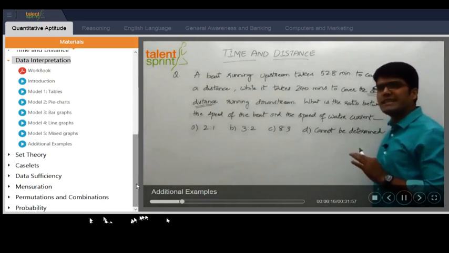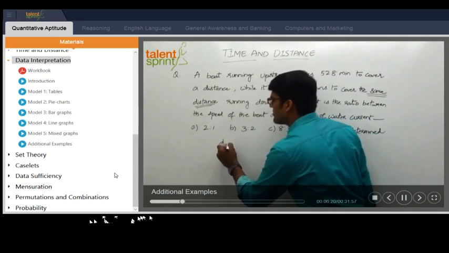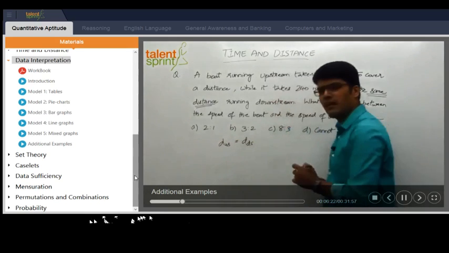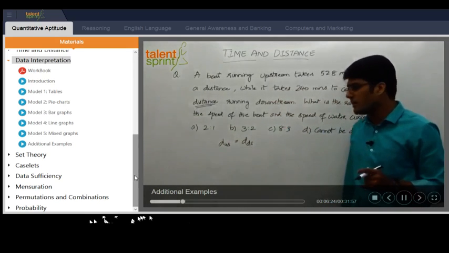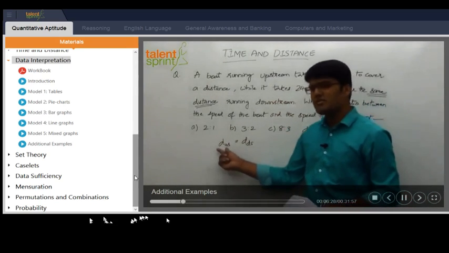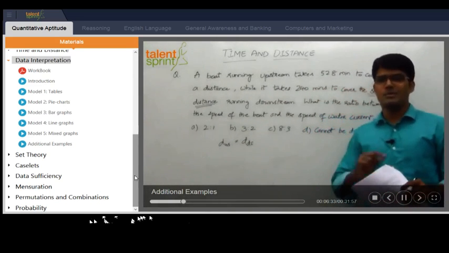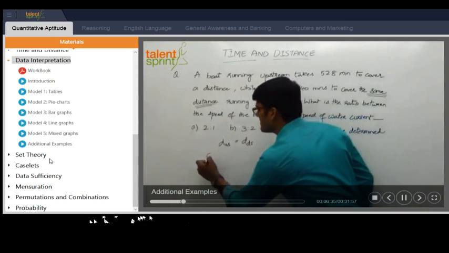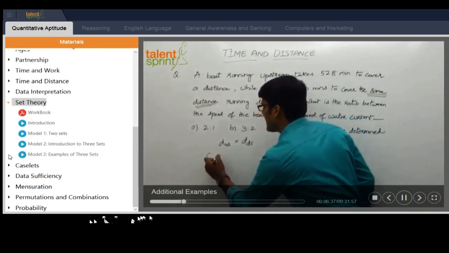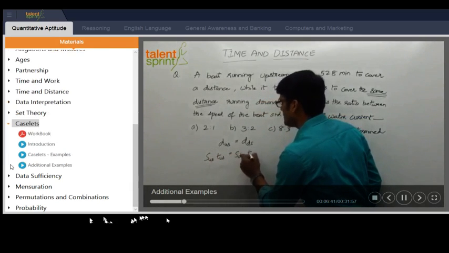So what do you do? Just equate the distance in both the cases. What do we do here now? Distance upstream is equal to distance downstream. I'm showing you that regular method there, then we'll see if there's any smart way of getting the answer, right? Distance upstream is equal to distance downstream. Now what is distance? Distance is speed into time. So we can say speed upstream into time upstream is equal to speed downstream into time downstream.